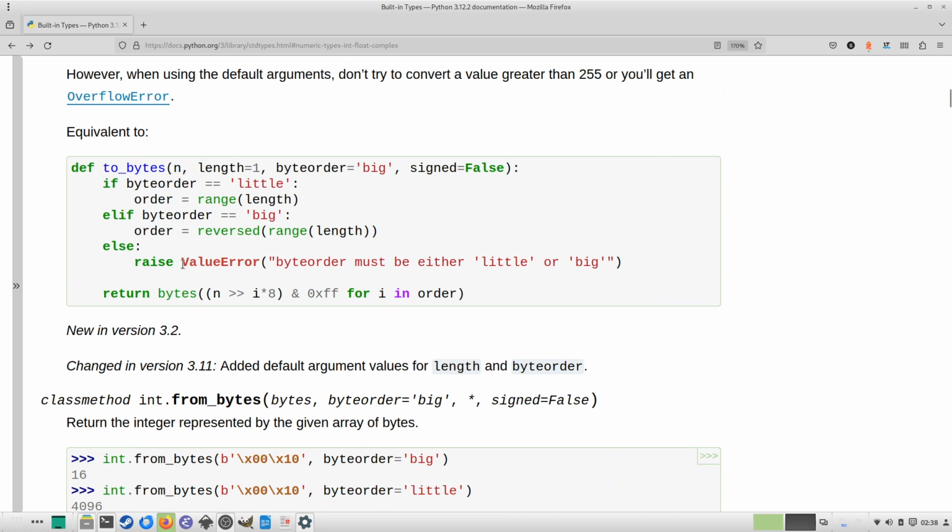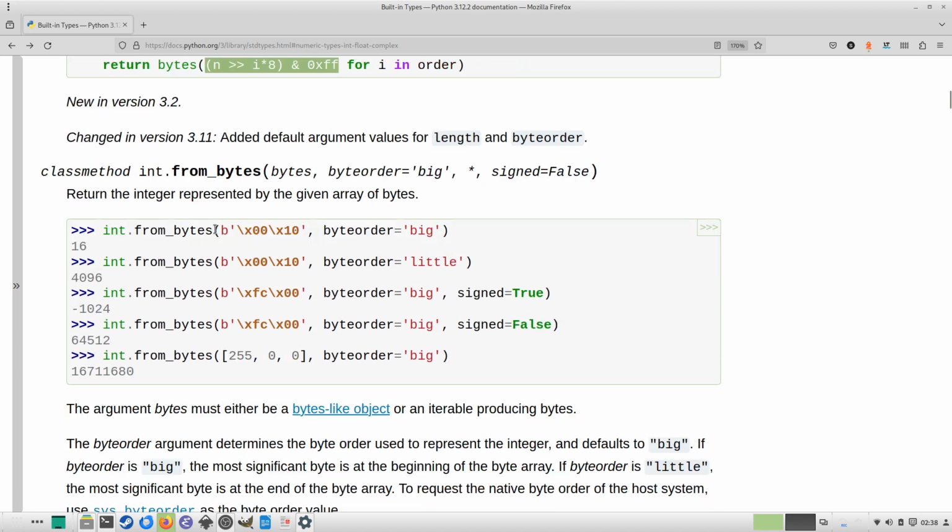And this is the equivalent implementation. So n is the value which you want to convert, length is 1, byte order is big and signed is false. So if byte order is little, you convert it using range, that is your order. And then if it is big, then you invoke reversed on that. And once you have found the order, you extract this from i, you iterate over it, and you implement this formula to get the desired result.